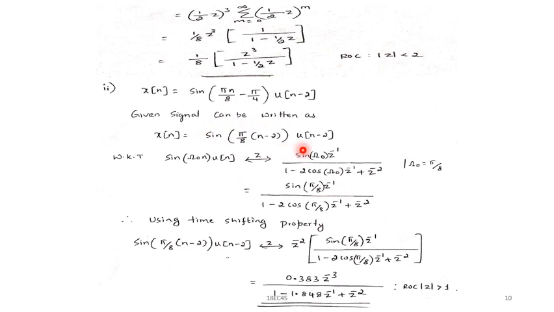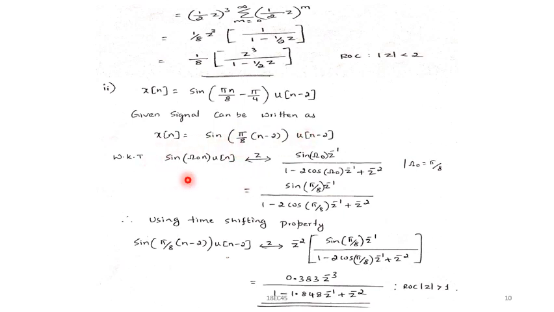Now you observe here u of n minus 2 is there, and here also n minus 2 is there. So you can use the time shifting property to obtain the answer. Otherwise this problem will be more complex. If I solve by using a direct method, it will be more complex. Therefore first I'll obtain the z transform of sine pi by 8 n into u of n, then I'll apply the time shifting property.